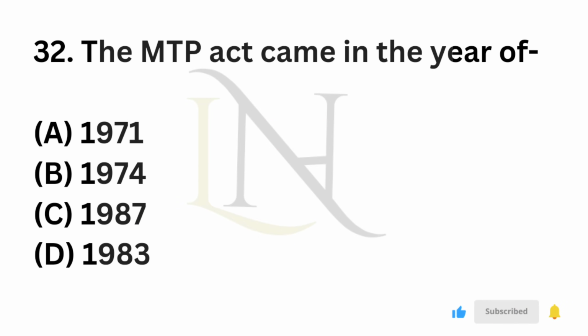Next MCQ. The MTP Act came in the year: Option A, 1971. Option B, 1974. Option C, 1987. Option D, 1983. Answer is option A. In 1971, the Medical Termination of Pregnancy Act came. Next MCQ.